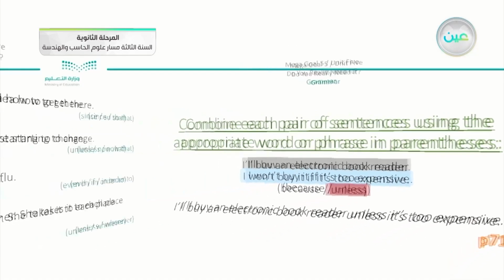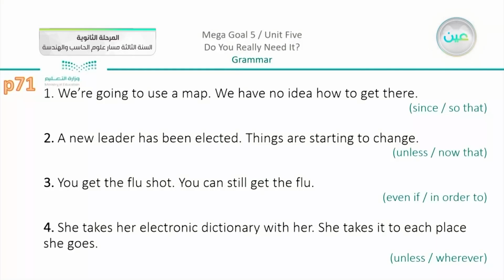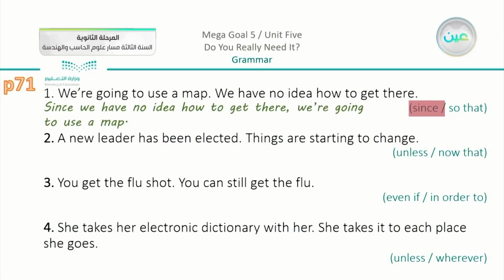We are going to start with our exercises. We have: we're going to use a map, we have no idea how to go there. Now we have two choices, since and so that. I need a purpose for using the map here. So I'm going to choose since this time. And we can join the sentence saying, since we have no idea how to get there, comma, we're going to use a map. So we completed the dependent clause and then we linked it to the independent clause.